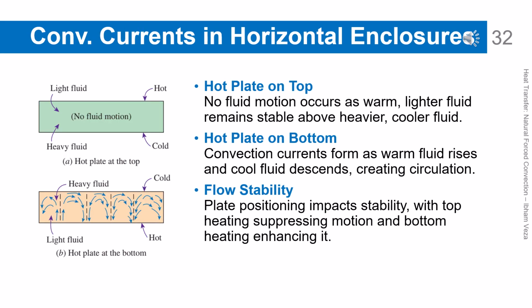Convective currents in horizontal enclosures. If the hot plate is at the top, the lighter fluid stays above the heavier fluid, and the system becomes stable. In this condition, almost no convection flow develops. If the hot plate is at the bottom, the lighter fluid rises, and the cooler fluid descends, forming circulation. The position of the heat source strongly determines whether convection occurs or not. Thermal stability is determined by the density stratification of the fluid.